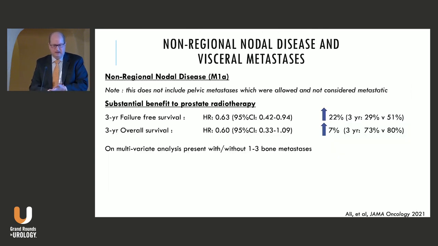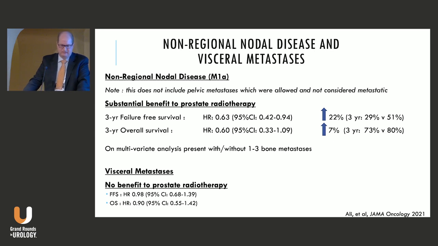They did do some subsequent analyses of this publication. One, they looked at non-regional nodal metastasis. These would be considered M1a, for instance, periaortic lymph nodes. This is notable. This is not pelvic metastasis. Pelvic metastatic lymph nodes were not considered part of the paradigm here for metastatic disease. And so what they found is the non-regional lymph nodes, M1a disease, they did see a benefit in terms of both failure-free survival and overall survival in patients that had non-regional lymph nodes, with or without bone metastasis. And the bone metastasis cut point they came up to was 1 to 3 bone metastasis.